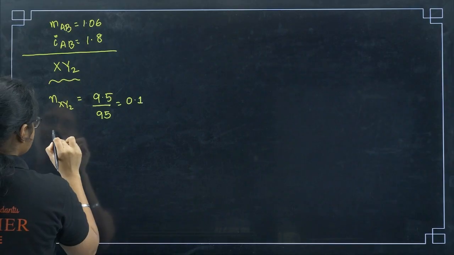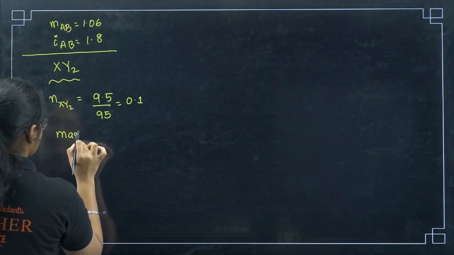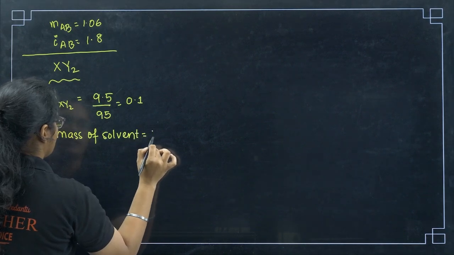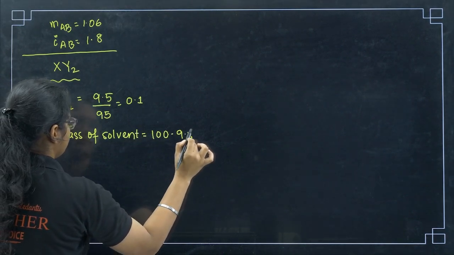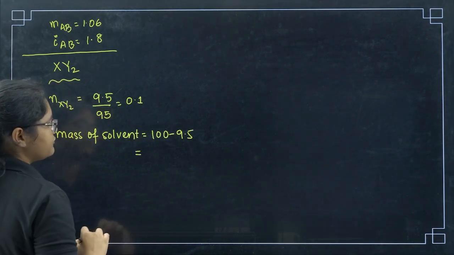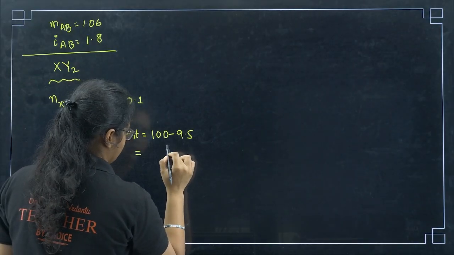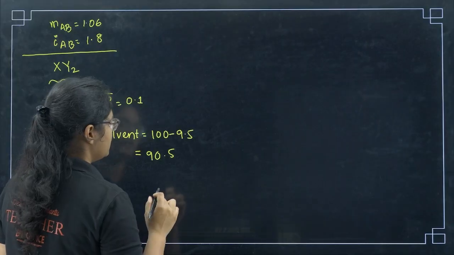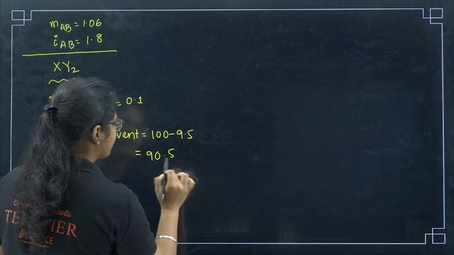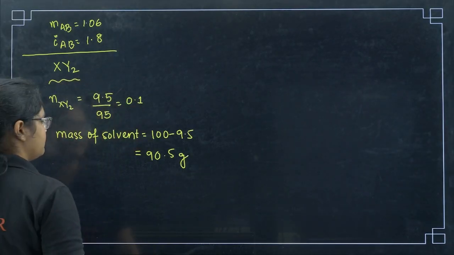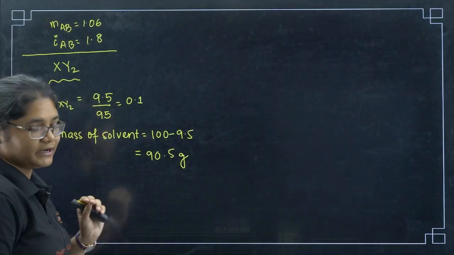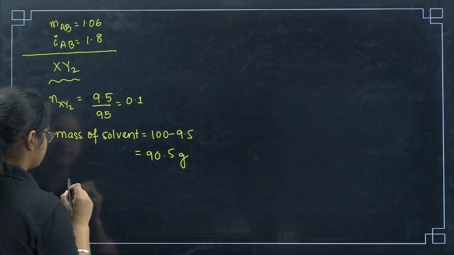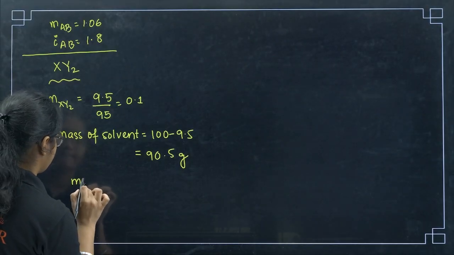Next, what is the mass of the solvent? The mass of the solvent will be equal to 100 minus 9.5. If I solve this, I have 90.5 grams. Clear? The mass of the solvent I got, and the moles of XY2 I got. Next I want to calculate the molality.